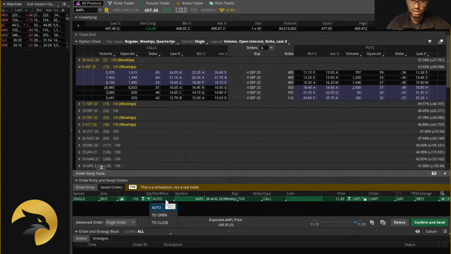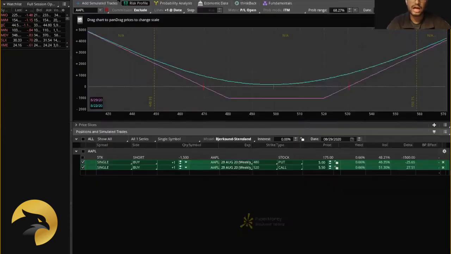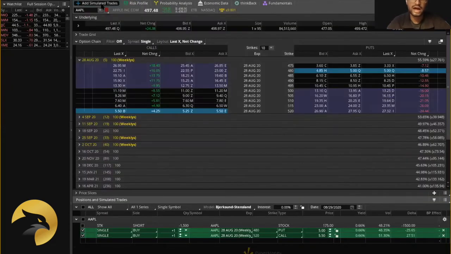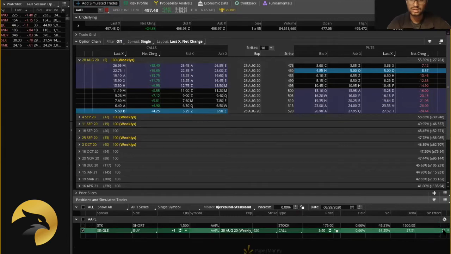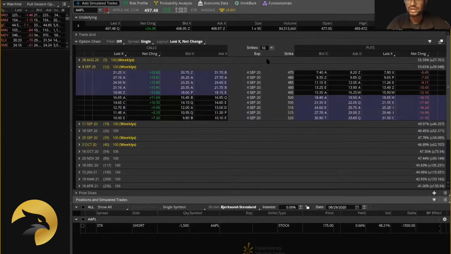So you also have the option to buy tokens, buy to close. Within the trade, we post that as well. So say I wanted to analyze a specific trade, I go to the Analyze tab, and I add a simulated trade. So let me stick to the September 4th weeklies.